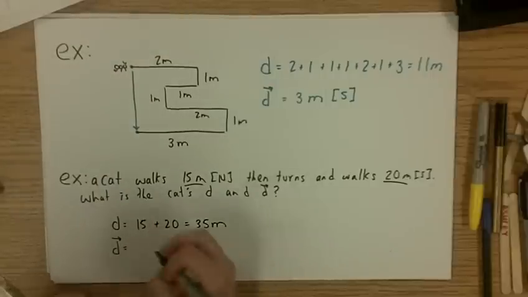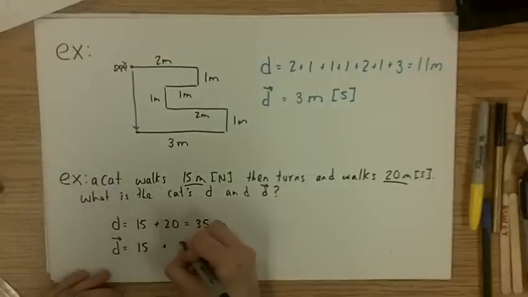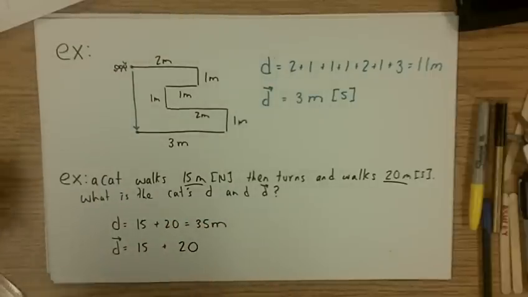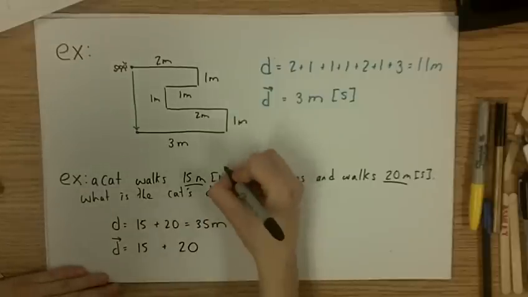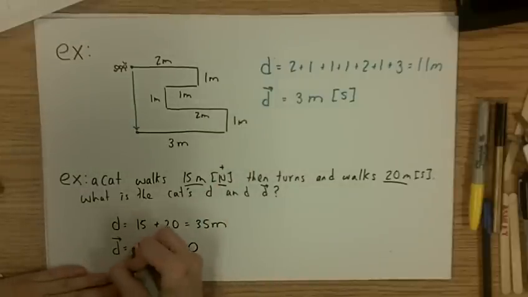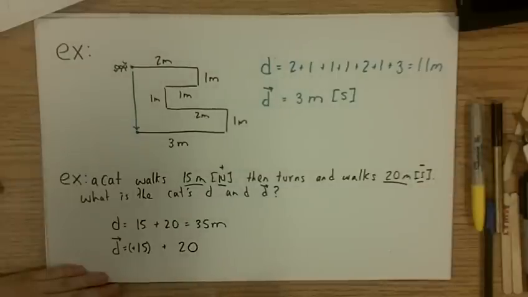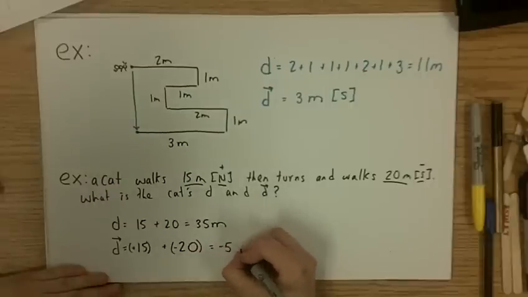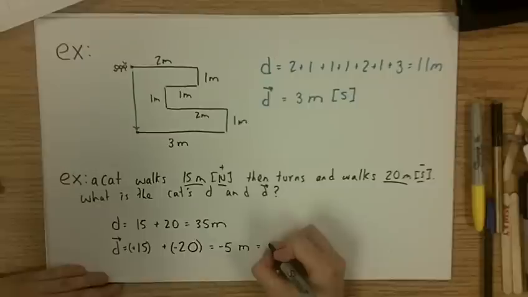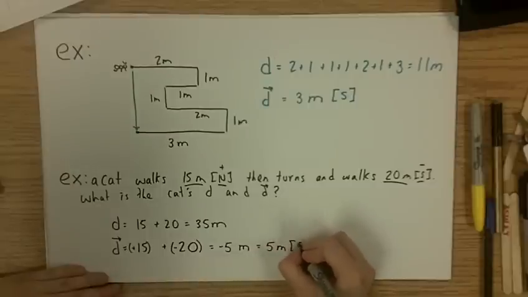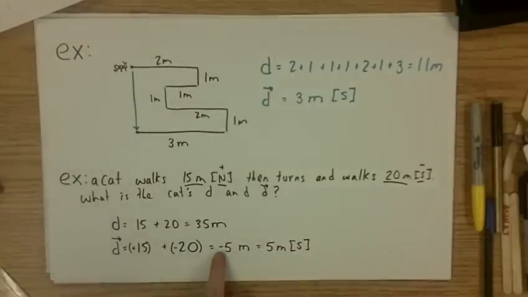Displacement, we can also do mathematically by adding them together, but we leave spaces for the signs. North is a positive direction, so we say plus 15. South is a negative direction, so we say negative 20. Plus 15 plus negative 20 is negative 5 meters. Convert the sign into a direction. South is a negative direction. So we take the negative and turn it back into a south to finish the problem.